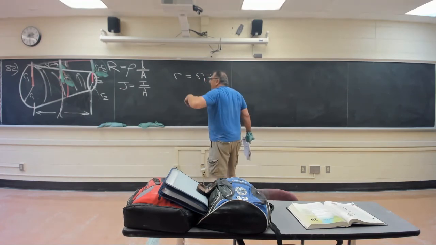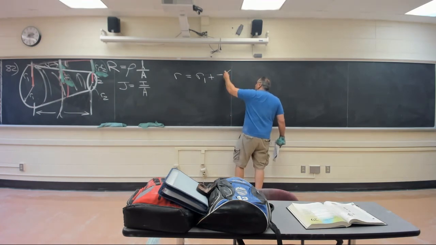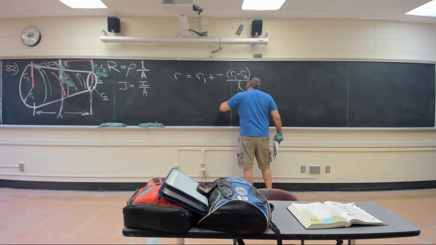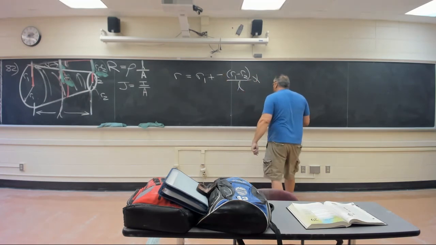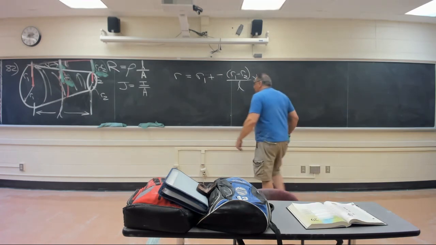Plus a negative positive number. R1 is big, R2 is small, over a length L. That's the rise over the run. You've got to put a negative there to get the drop. And that's what it is when it's with X.